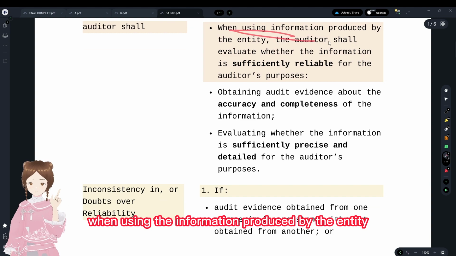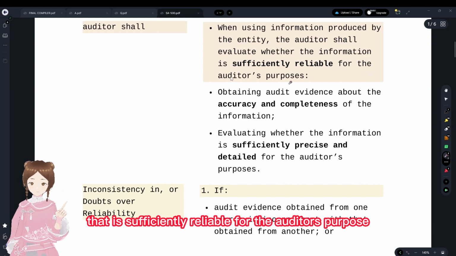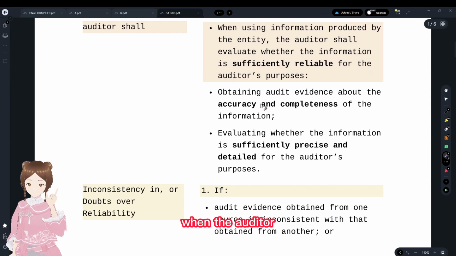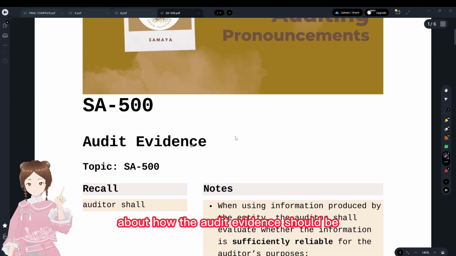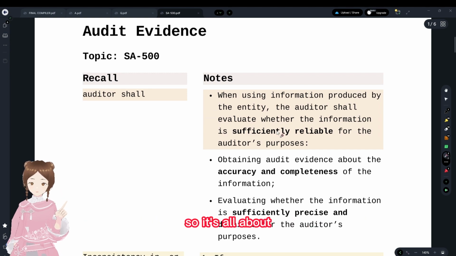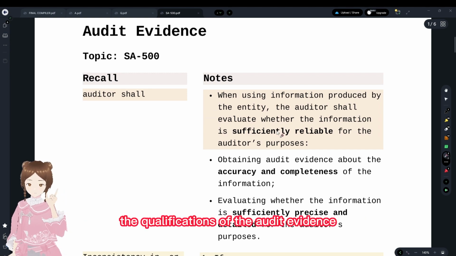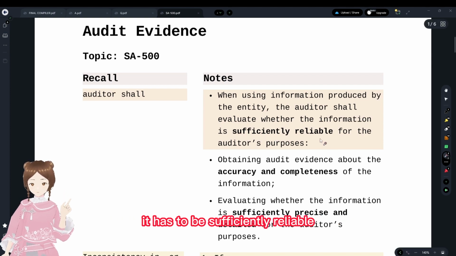When using the information produced by the entity, the auditor shall evaluate whether the information is sufficiently reliable for the auditor's purpose. When the auditor obtains audit evidence, the audit evidence should be sufficient and appropriate. So it's all about the qualifications, or the qualities, of the audit evidence. It has to be sufficiently reliable.